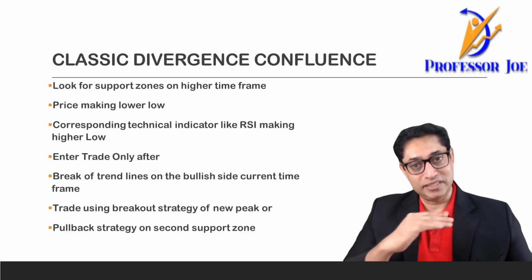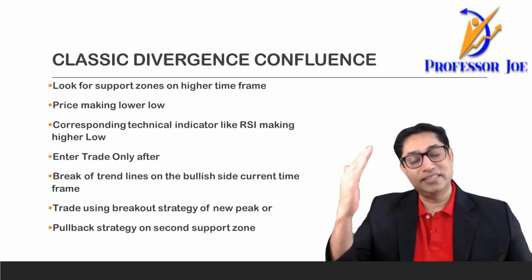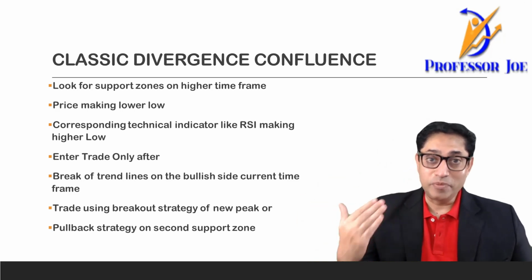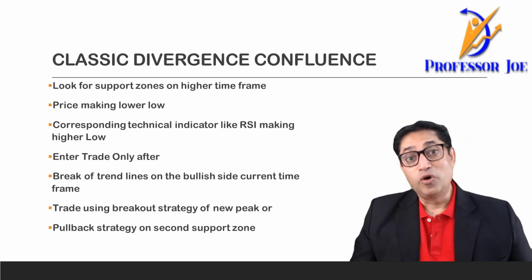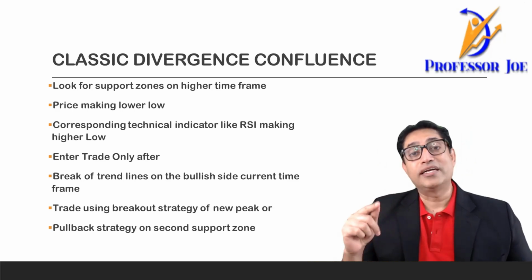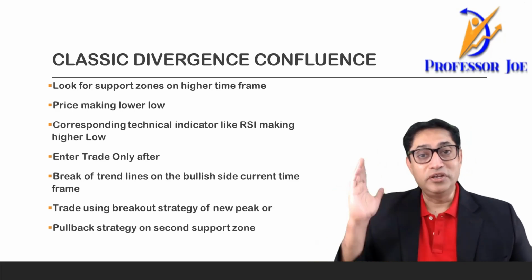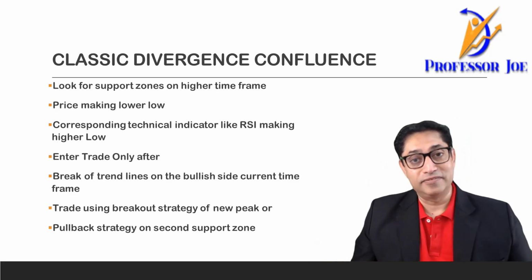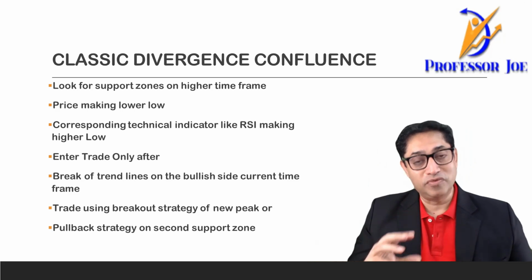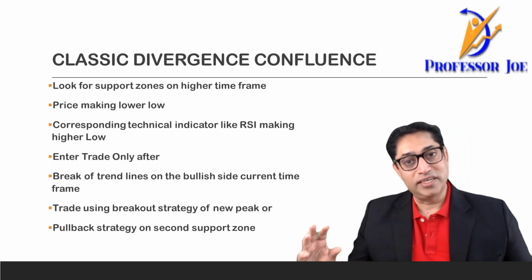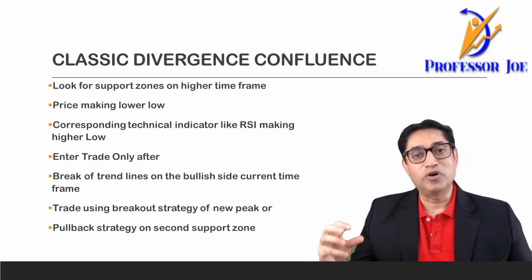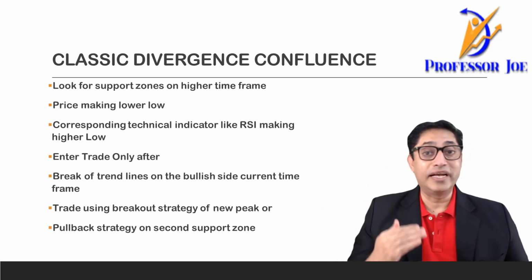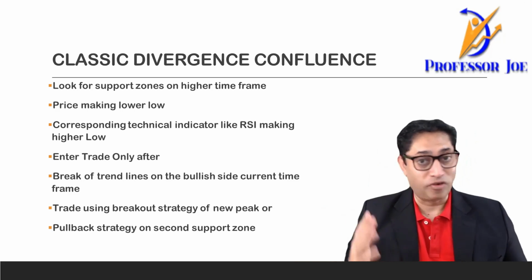support zone. That means there is an earlier support zone and then there is a next support zone, the second support zone. At that particular price, you can enter. Or third, you enter at the breakout of the new high that has been created after the breakout of the trend line. So you have three approaches. One is an aggressive approach, and the others are a breakout approach or a pullback approach. So there are three approaches with which you can enter a trade on a classic divergence.